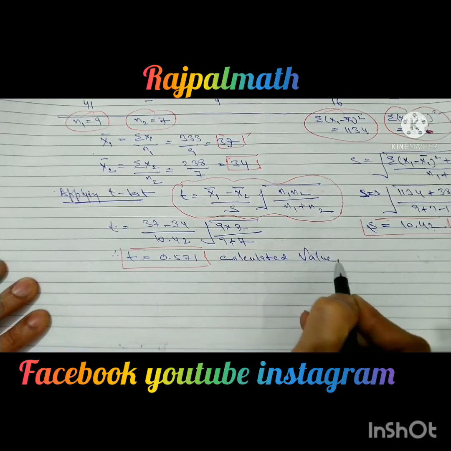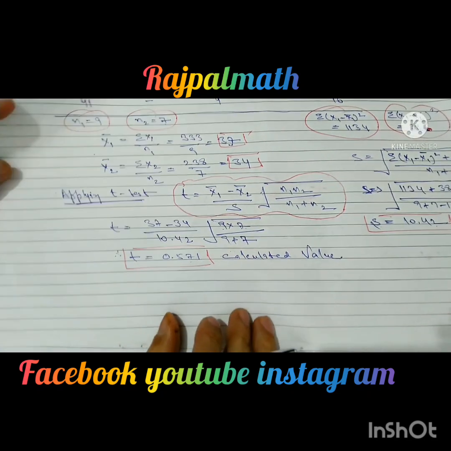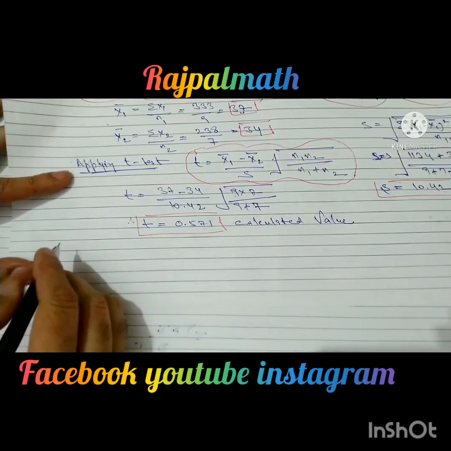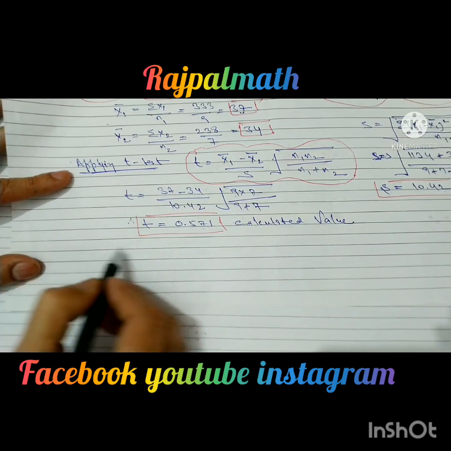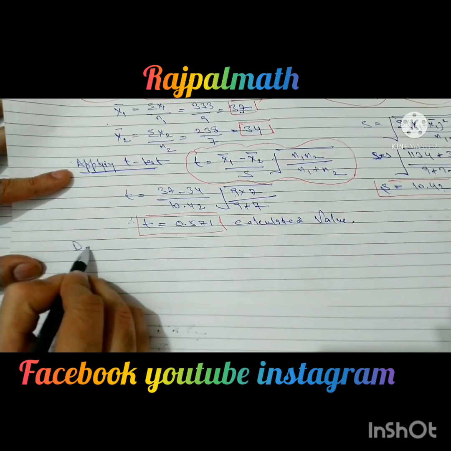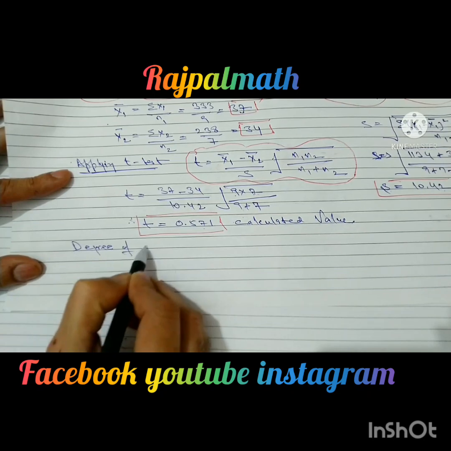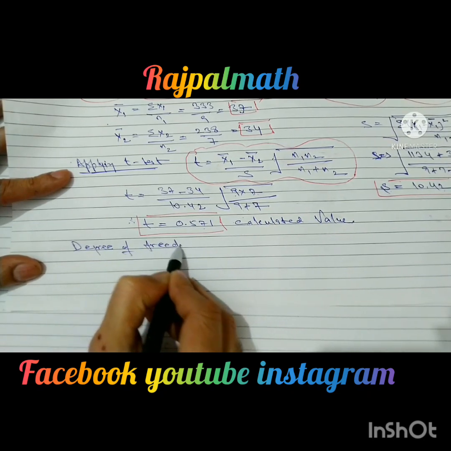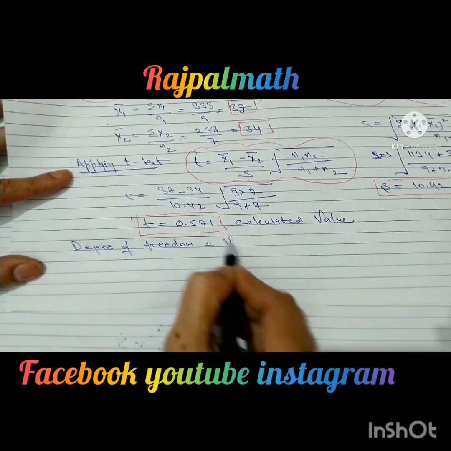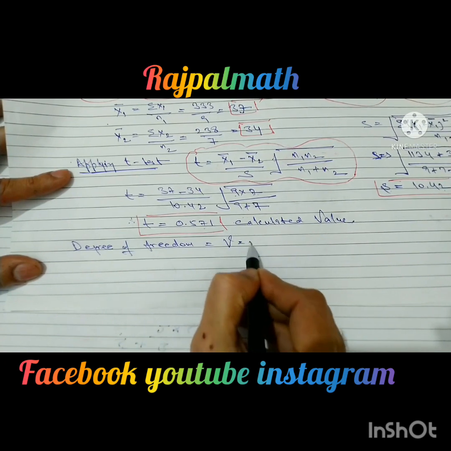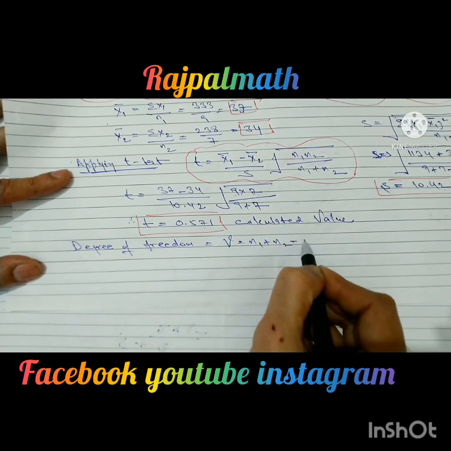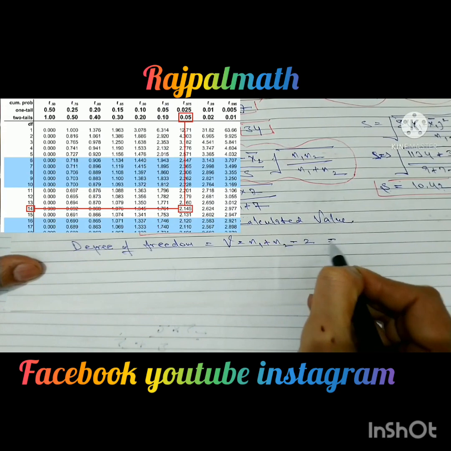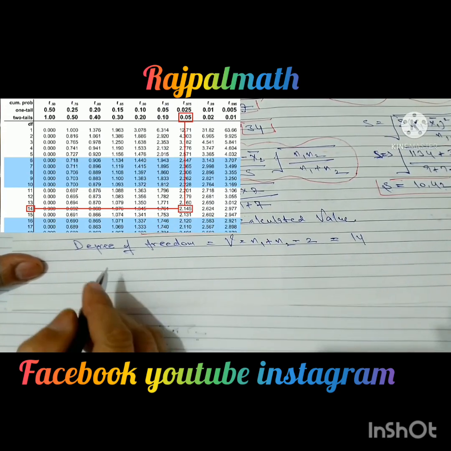Calculated value of t is 0.571. Now table value of t. First calculate degree of freedom. Degree of freedom nu equals n1 plus n2 minus 2, which is equal to 14.